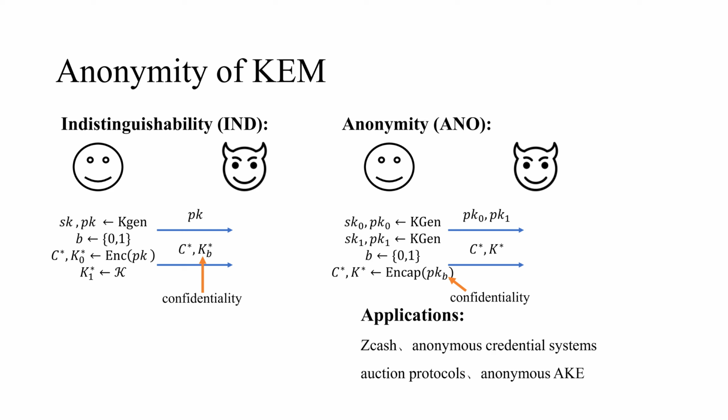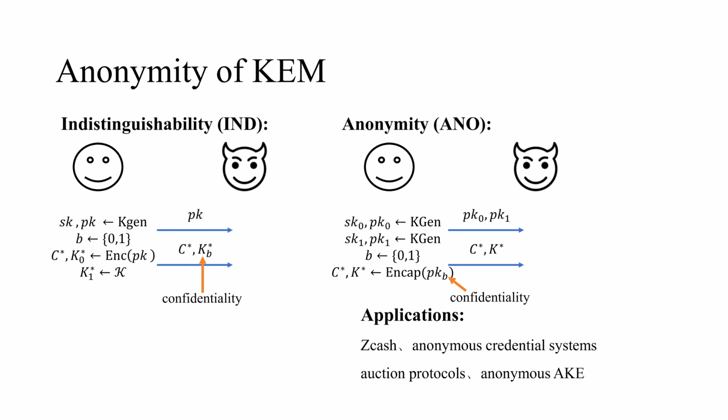As a comparison, let's first look at the security of indistinguishability, which is the standard security for PKE. In this security model, the challenger generates 1 pair of public key and secret key, and a ciphertext-key pair under this public key. The adversary will get the public key and the pair, where the key is the corresponding key with half probability and is a random key with half probability. But the adversary cannot distinguish between these 2 cases.